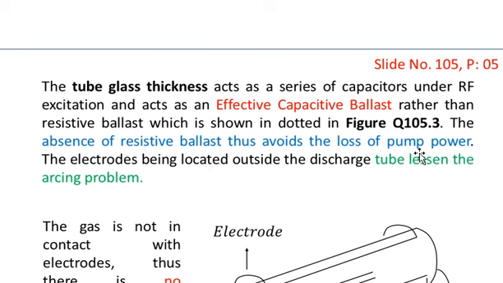So you see that effectively we are producing the ballast capacitor, and this avoids the pump loss, because if we are using a ballast resistance, then of course there will be a lot of power dissipated through the ballast resistor. But in case of a capacitor, this is not the case. So we can avoid a loss of pump power when we are using a ballast capacitor. The electrodes being located outside the discharge tube lessen the arcing problem also. So no arcing will occur when the electrodes are outside the glass tube.